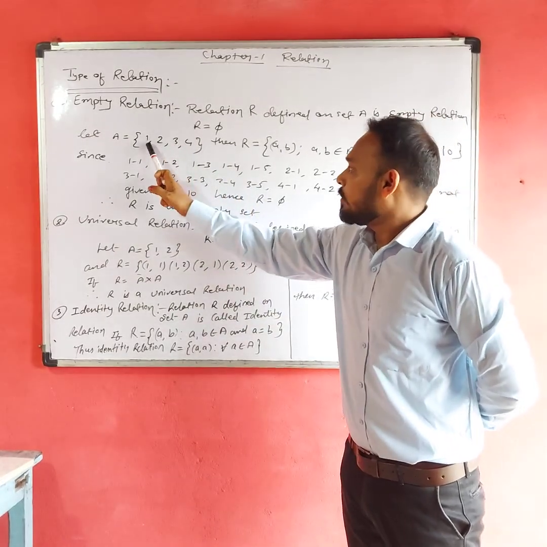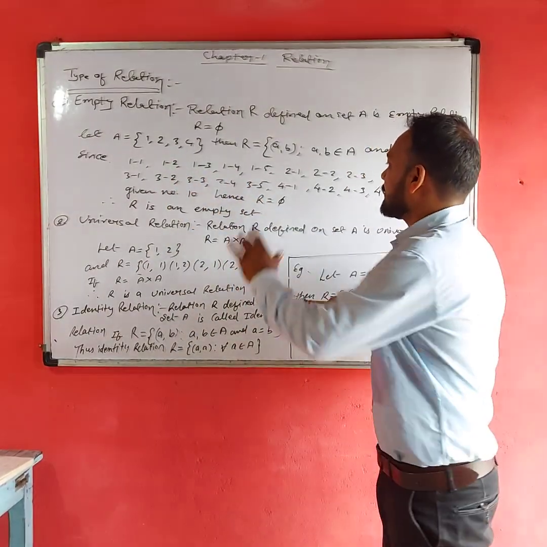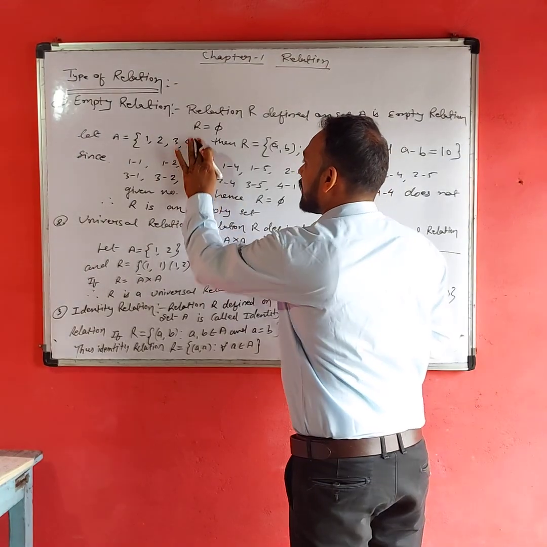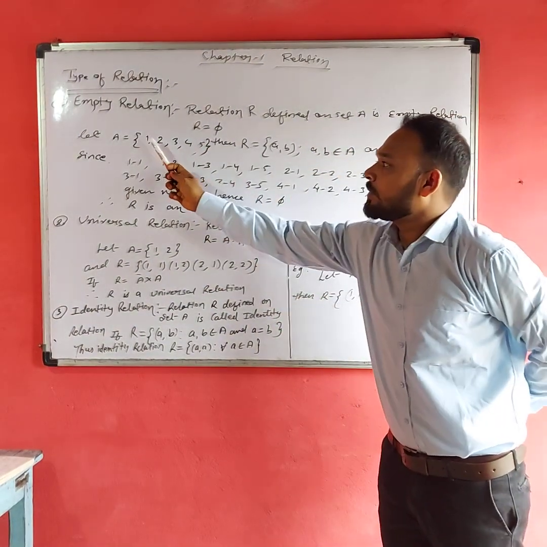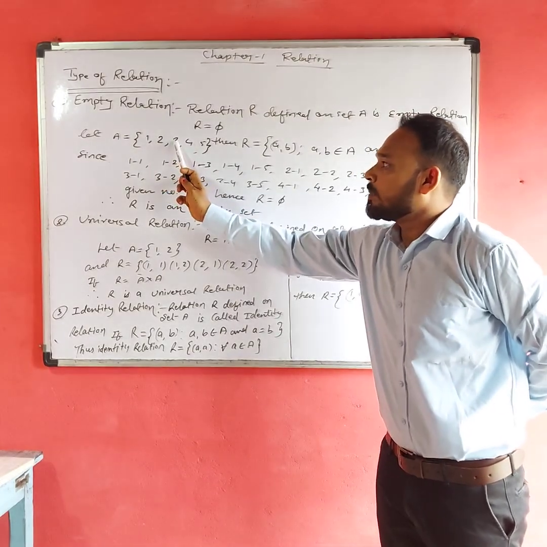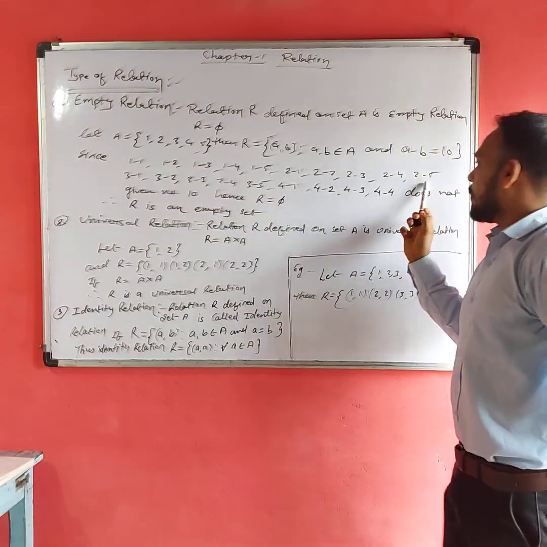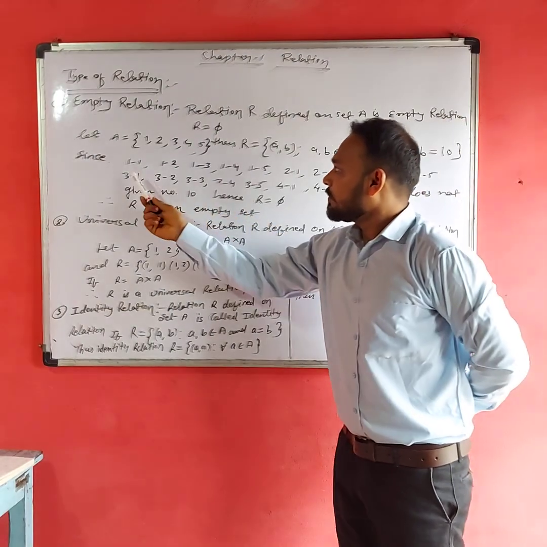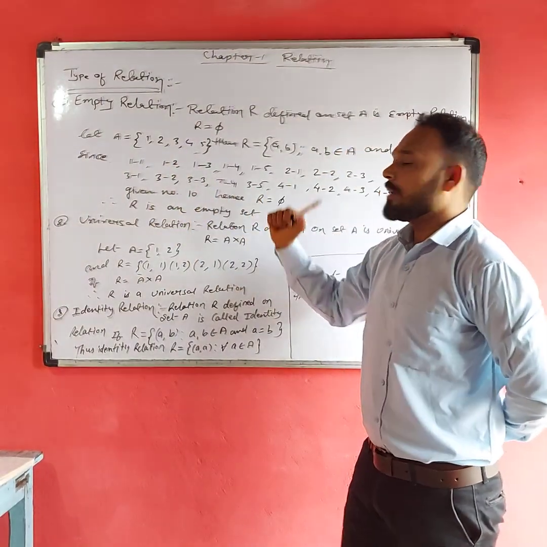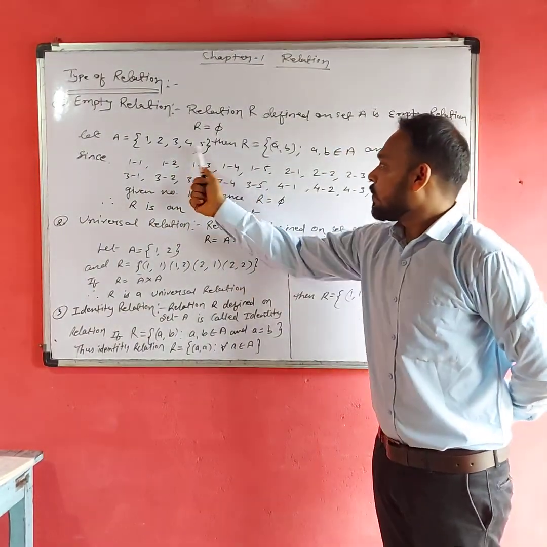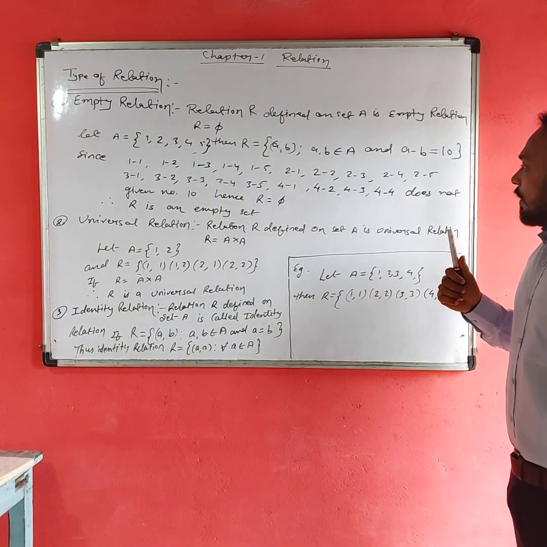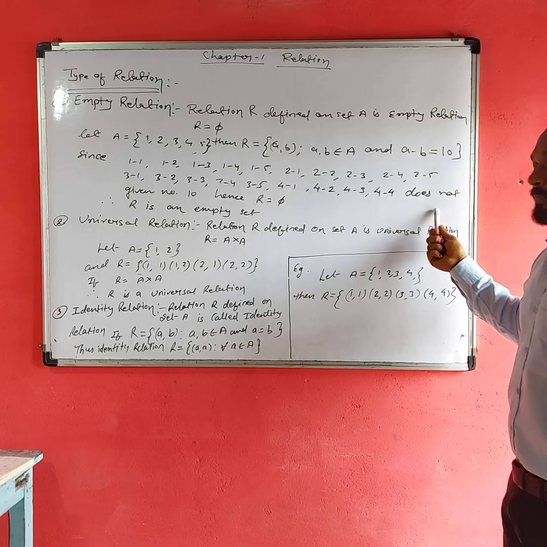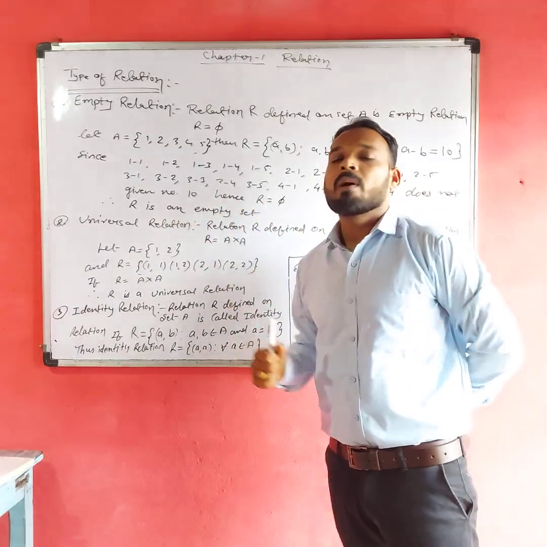Secondly, 2 minus 1, 2 minus 2, 2 minus 3, 2 minus 4. Continue. Then 3 minus 1, 3 minus 2, 3 minus 3, 3 minus 4. 4 minus 1, 4 minus 2, 4 minus 3, 4 minus 4. We write, then none gives the given number 10.